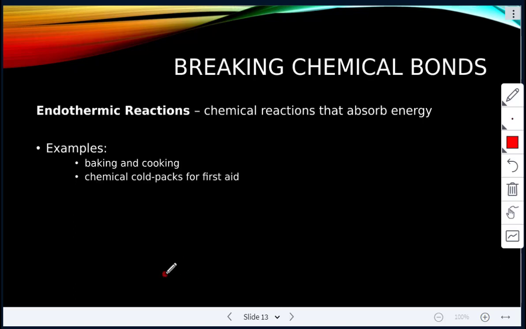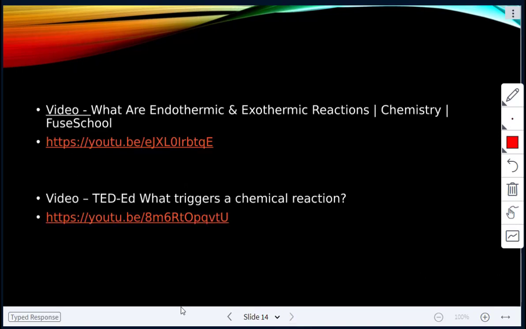And lastly are the endothermic reactions. So these are chemical reactions that will absorb energy. So for example, baking and cooking, those would be endothermic reactions, as well as a chemical cold pack for first aid, it will absorb energy and become cooler. All right, so just a couple videos to show here.